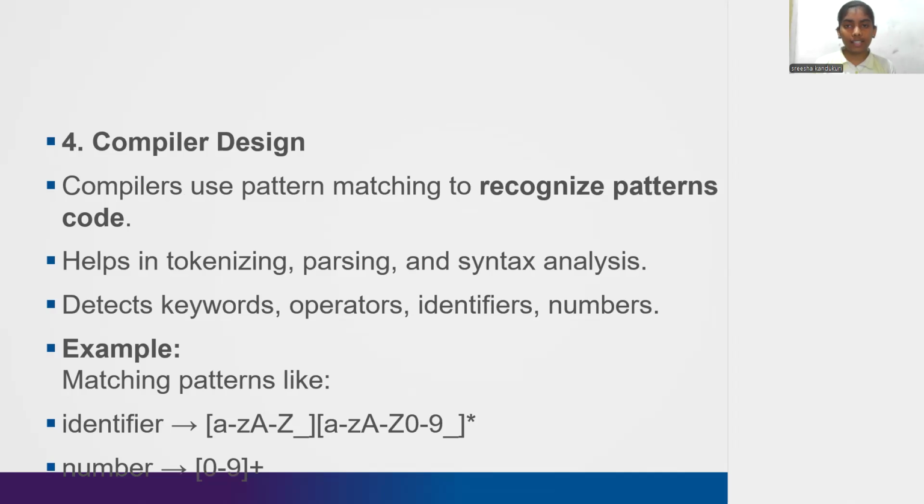And next we have compiler design. Compilers use pattern matching to recognize patterns in code. It helps in tokenizing, parsing, and syntax analysis. It detects keywords, operators, identifiers, and numbers. We have an example here: matching patterns like identifier and number. For the identifier, we have square brackets with lowercase a to z and uppercase A to Z, and for numbers we match 0 to 9 with a plus for repetition.